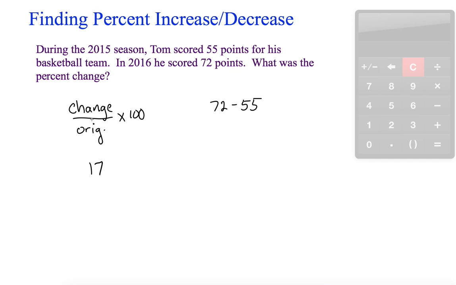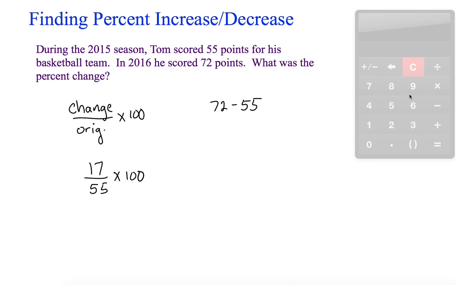All right? Now, we have to divide that by the original amount. Well, the original amount is the first statistic here. We have the 2015 season and the 2016 season, so in this case, the original number is the one from 2015. So we put that over 55. Okay? So we do 17 divided by 55, and then we just multiply that by 100. Because again, if I do 17 divided by 55, that just gives me a decimal. When I multiply it by 100, it becomes a percent.